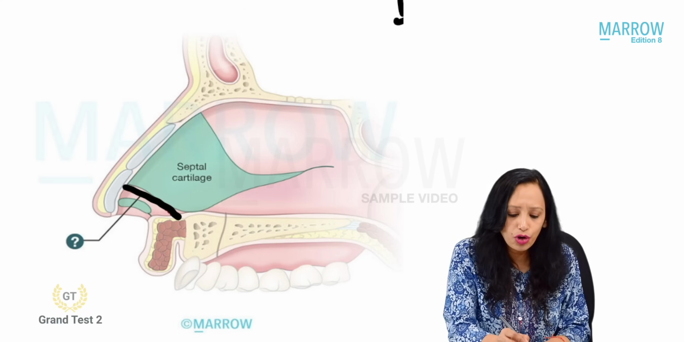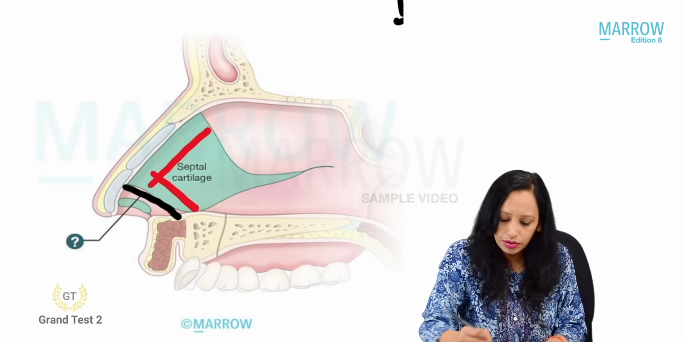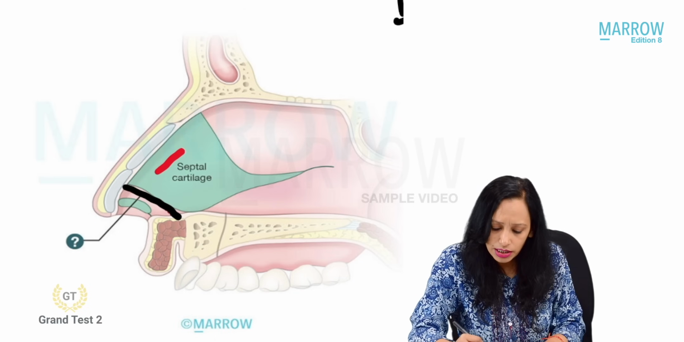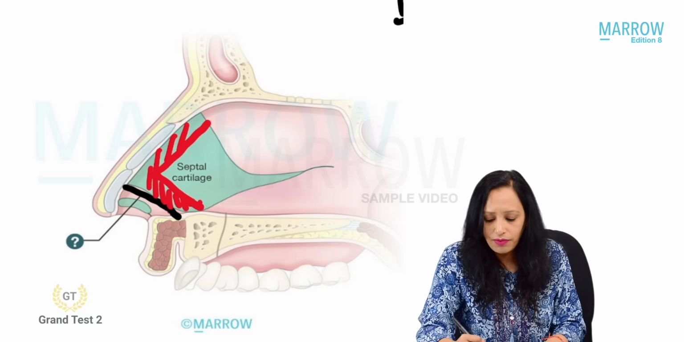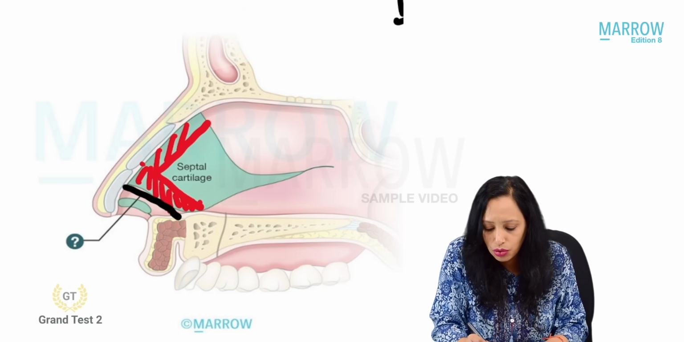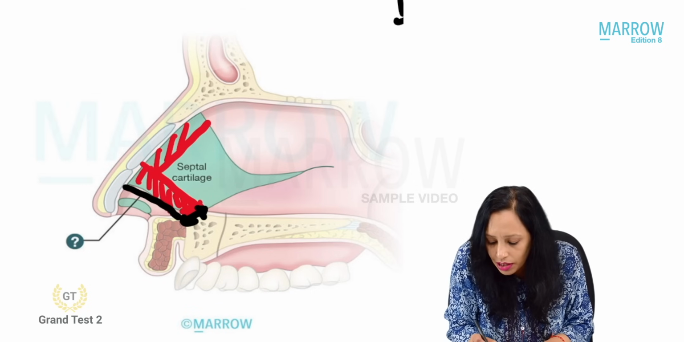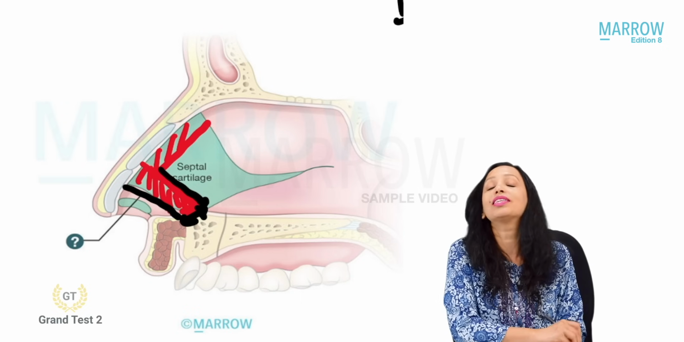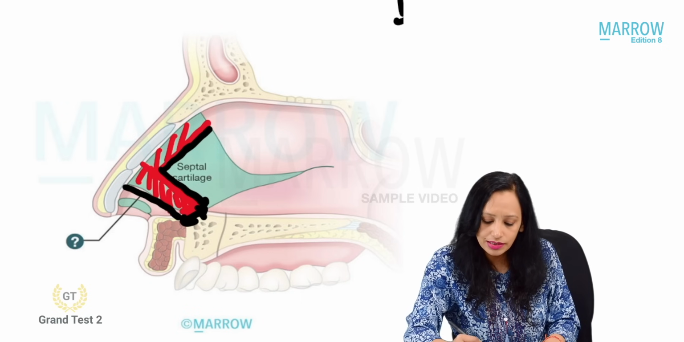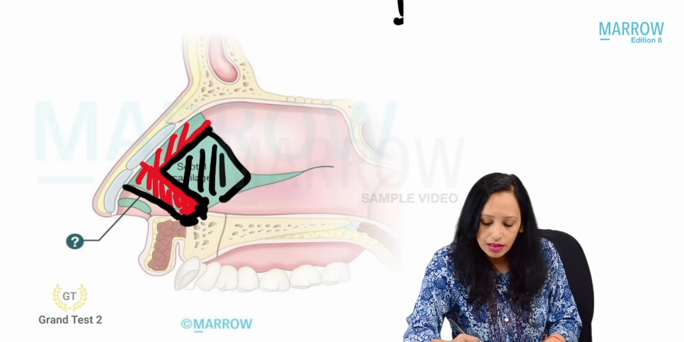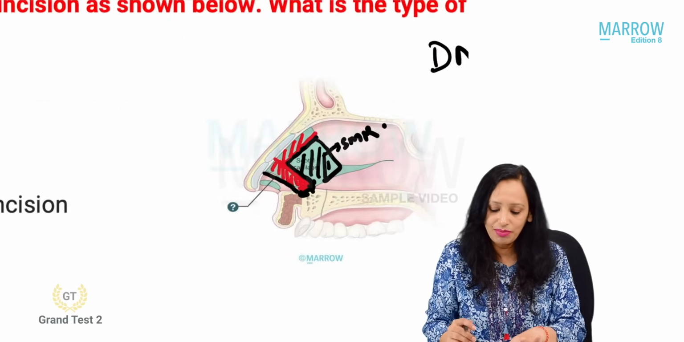Whereas in SMR, we leave behind an L-shaped strut of the cartilage. So superiorly and inferiorly, this part we leave behind. Since we anyway have to leave behind this lower segment, the incision that we give is 1 centimeter above the lower border of the septal cartilage. After we have given this incision inferiorly and this incision superiorly, we remove this part. This is SMR. Yes or no? So now tell me the incision.